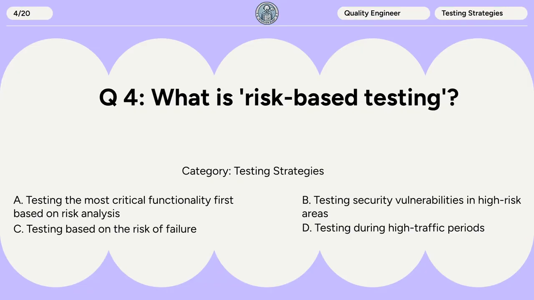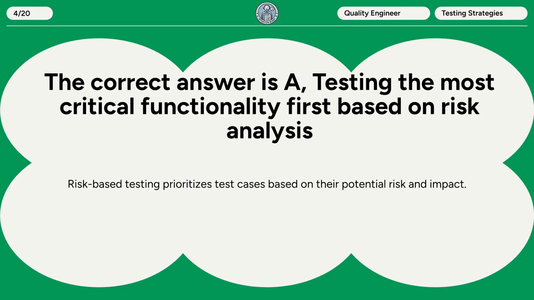Question 4. What is risk-based testing? A. Testing the most critical functionality first based on risk analysis. B. Testing security vulnerabilities in high-risk areas. C. Testing based on the risk of failure. D. Testing during high traffic periods. The correct answer is A. Testing the most critical functionality first based on risk analysis. Risk-based testing prioritizes test cases based on their potential risk and impact.